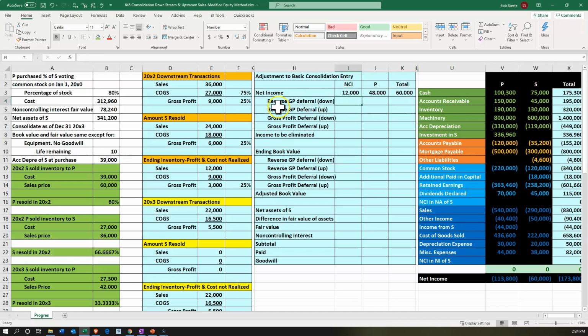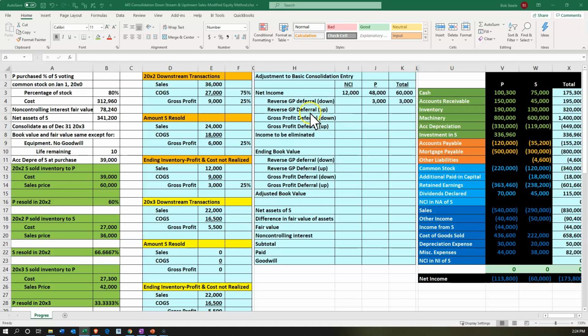Our first adjustment, reverse gross profit deferred down. I'm going to be picking this up. This is going to be equal to our information. We're at the prior year. We're looking at this difference information, and that's going to be the 3,000. Now, this is going to be going directly just to P. We're not breaking that out between P and S. Next, we're going to go to the up transaction.